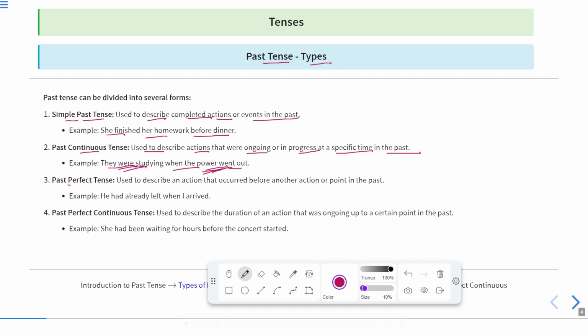Okay. Now, past perfect tense. This is a very, very important tense in past. Used to describe an action that occurred before another action or point in the past. Now, whenever we talk about two actions, when one action ends, another action begins, or when we talk about some action that has happened before some action in the past.